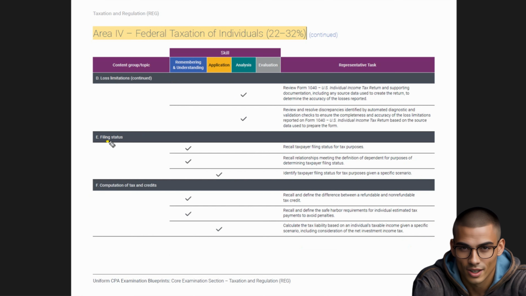Continuing on with taxation of individuals, we have filing status, where you'll need to recall taxpayer filing status for tax purposes.